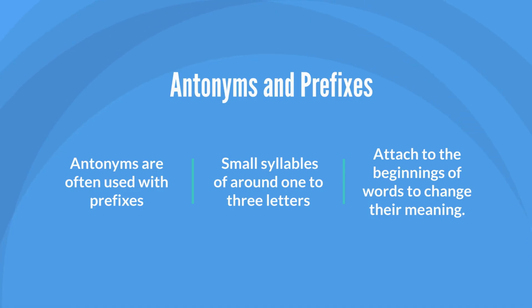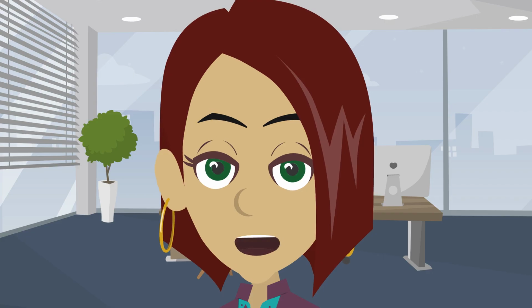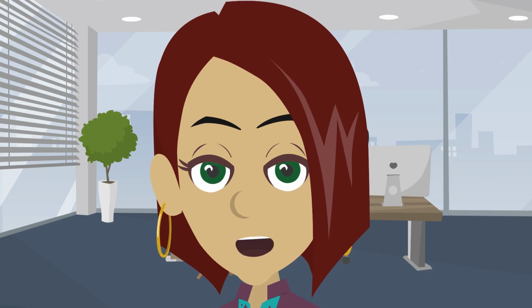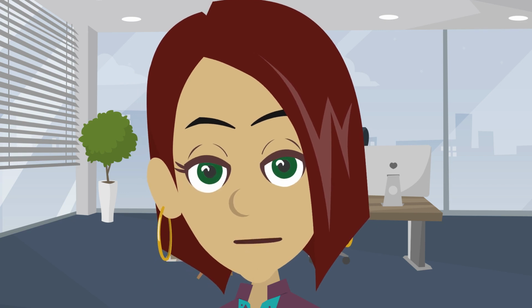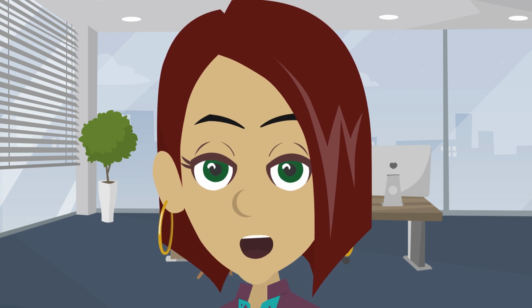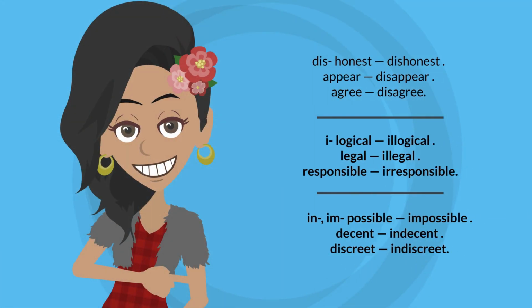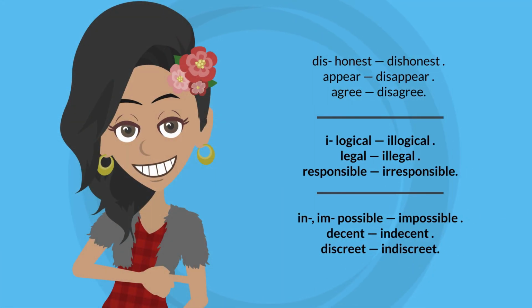Antonyms and prefixes. In English, antonyms are often used with prefixes, small syllables of around 1 to 3 letters that attach to the beginnings of words to change their meaning. Here are some common prefixes used with antonym pairs, along with their examples. Each of these prefixes essentially changes a word's meaning to its opposite. Honest, dishonest. Appear, disappear. Agree, disagree.